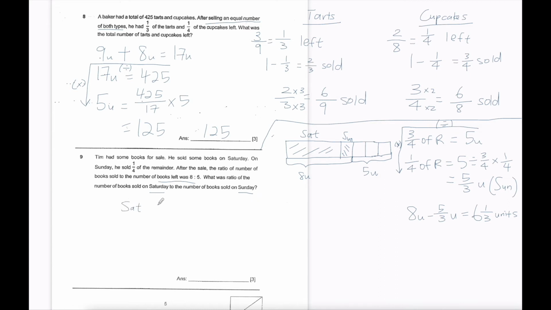Saturday to Sunday. Saturday is 6 1/3. Sunday is 5/3. They are both over 3s, so I'm gonna make this an improper fraction. It's gonna be 19/3 is to 5/3. So it's just 19:5, because they're both over 3s. That means 19 units is to 5 units. Got it? So my answer is 19 is to 5.